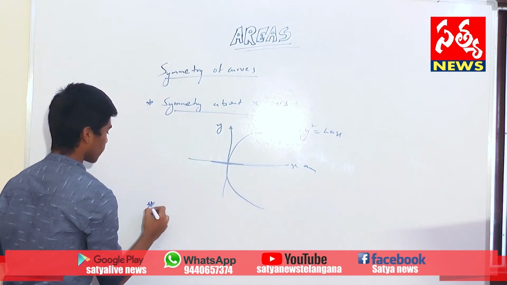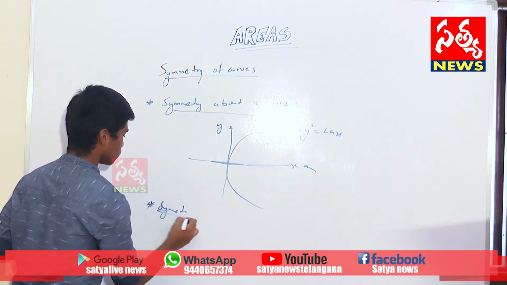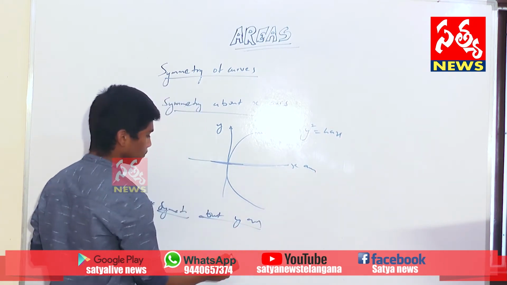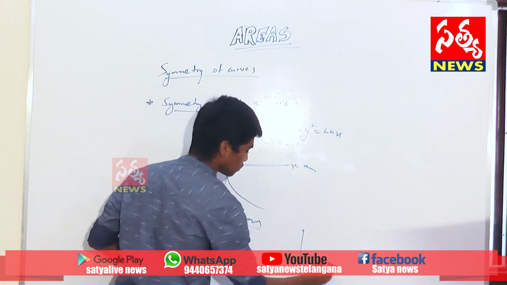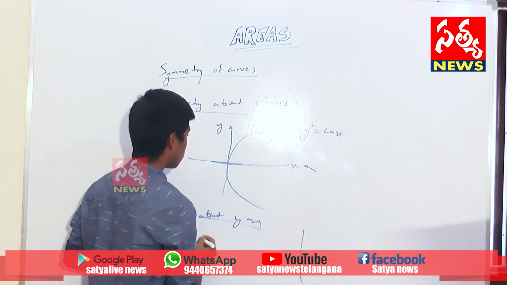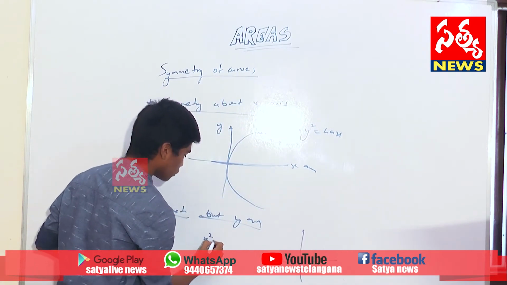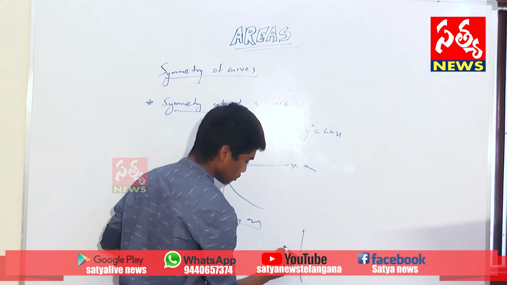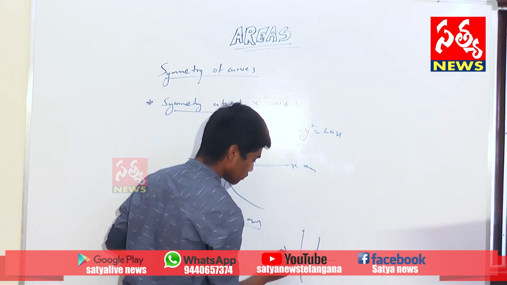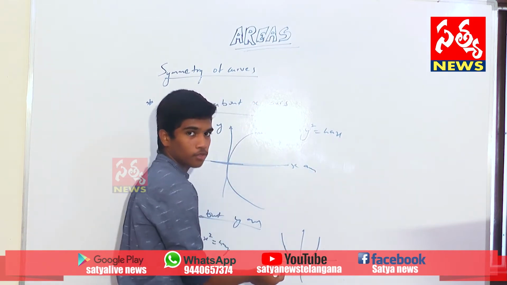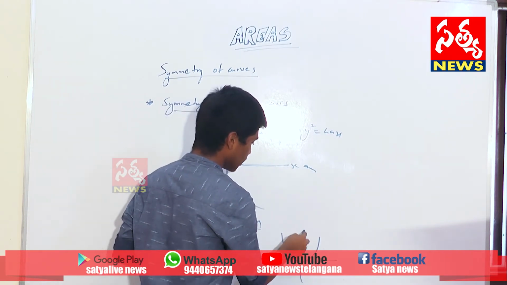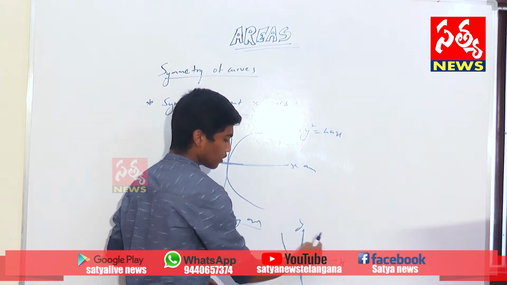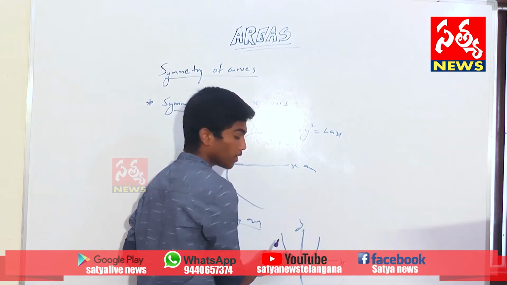Similarly, symmetry about the y-axis. Curves like x square equals 4ay represent symmetry about the y-axis. This is the curve x square equals 4ay, and see here, this is the y-axis and this is x. The right side of the y-axis and the left side of the y-axis are the same.